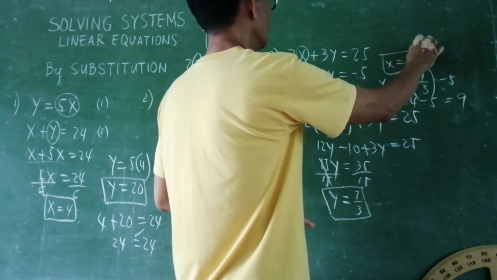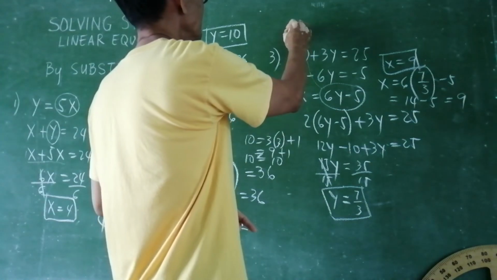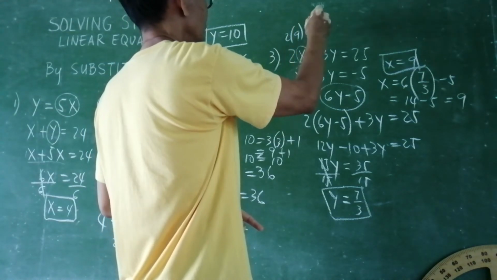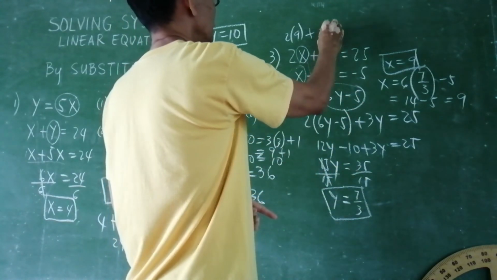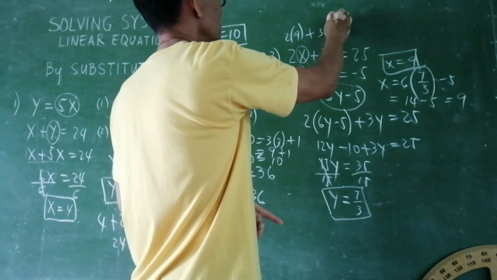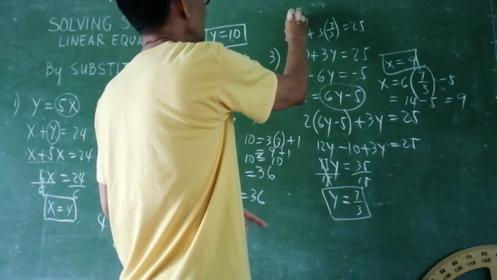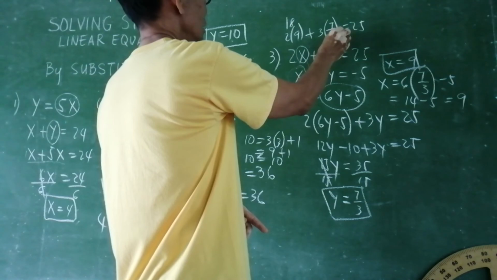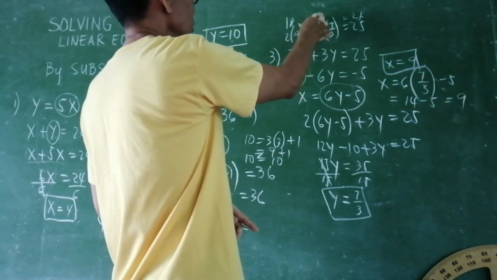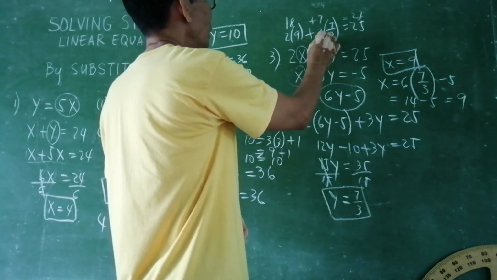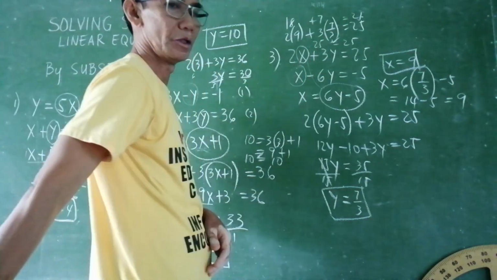So checking, if x is 9, so 2 times 9 plus 3 times y, which is 7 over 3, will be equal to 25. So 18, the 3s cancel, that will be 7. So 18 plus 7 is 25. 25 equals 25. So it is checked.